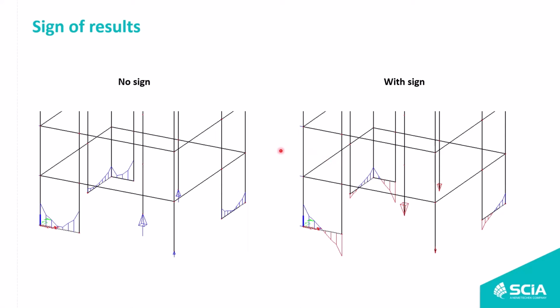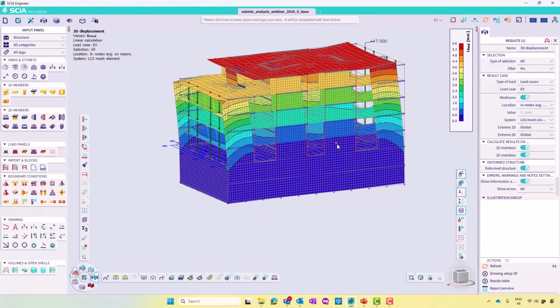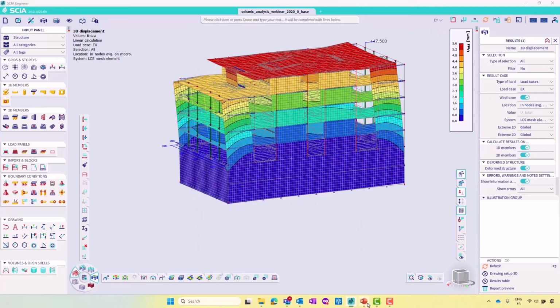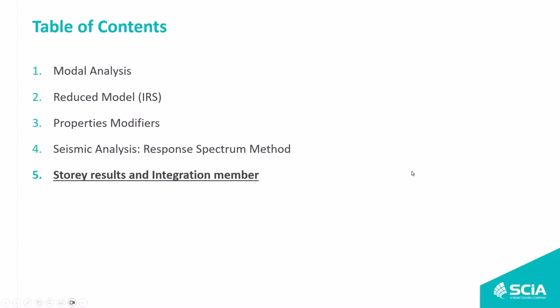And so pay attention to this characteristic, and never forget to sign the results of the seismic load case. As I showed before, it's really something simple. You just have to enable the case use dominant mode. Okay, so said this, let's go back to the PowerPoint and have a look at the last topic I want to quickly introduce to you.